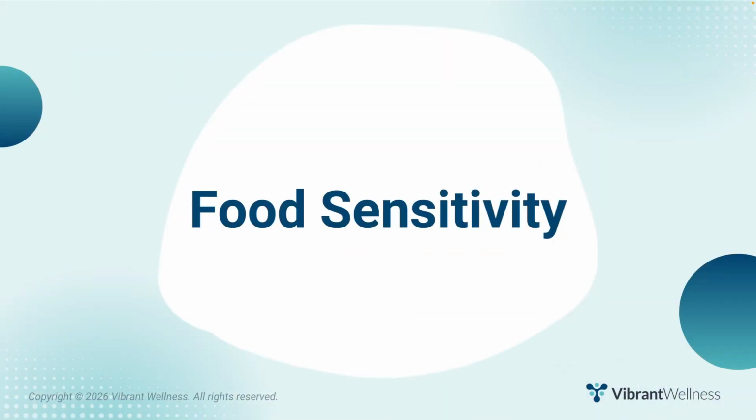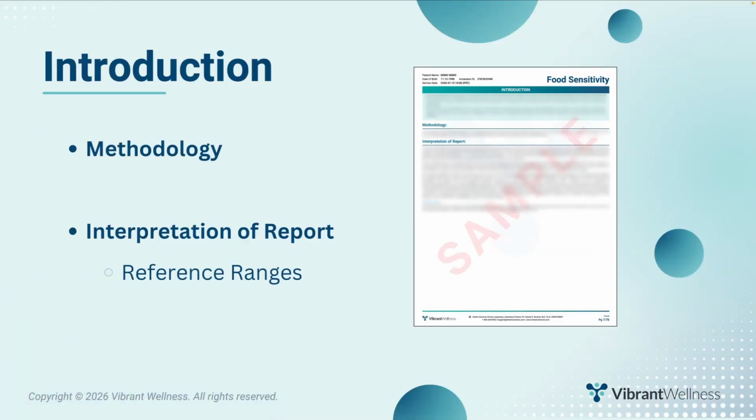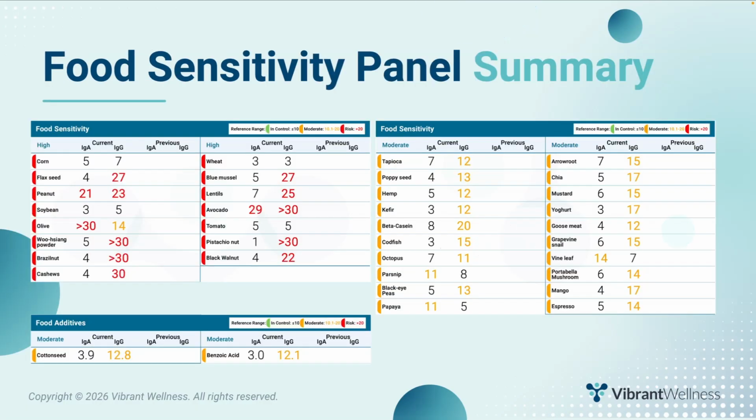After the Food Zoomer summary, we get the results of each of the 8 panels included in the Food Zoomer, starting with the food sensitivity panel. The food sensitivity panel begins with an introduction page. The introduction page is where you can find the methodology and interpretation of the report, and I highly recommend reading this page, especially if you want to learn about the methodologies used or how reference ranges were established.